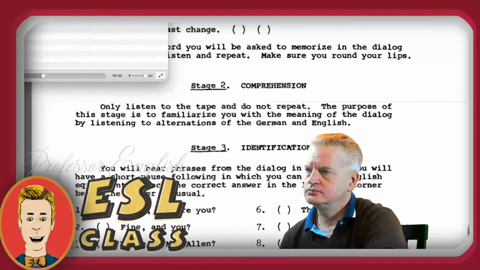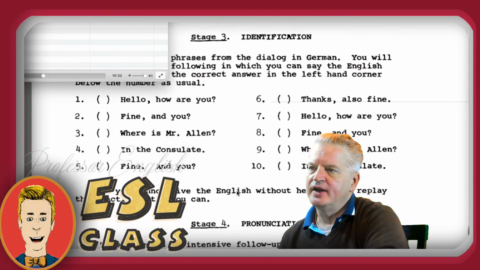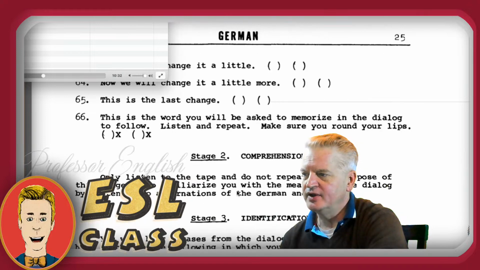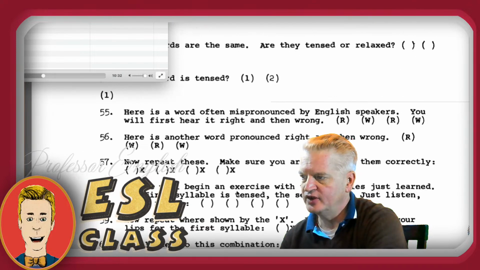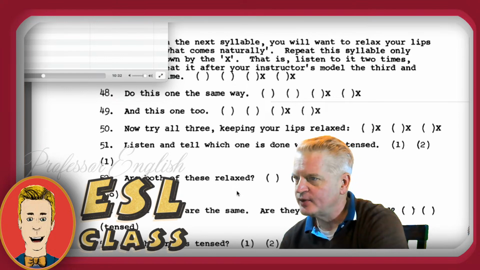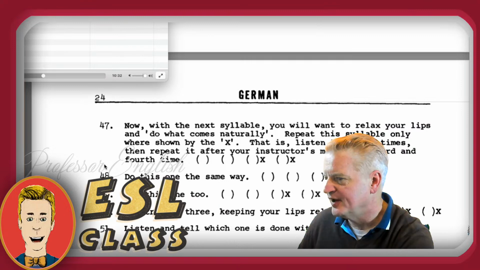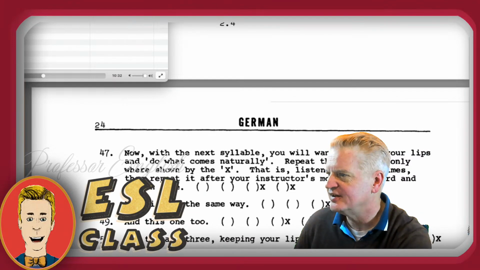Stage 2, comprehension. Only listen to the tape and do not repeat. The purpose of this stage is to familiarize yourself with the meaning of the dialogue by listening to alternations of German to English. Okay, they're probably going to say this a million times, which would be boring to just listen to, so let's repeat every time we hear it, just because we can practice.